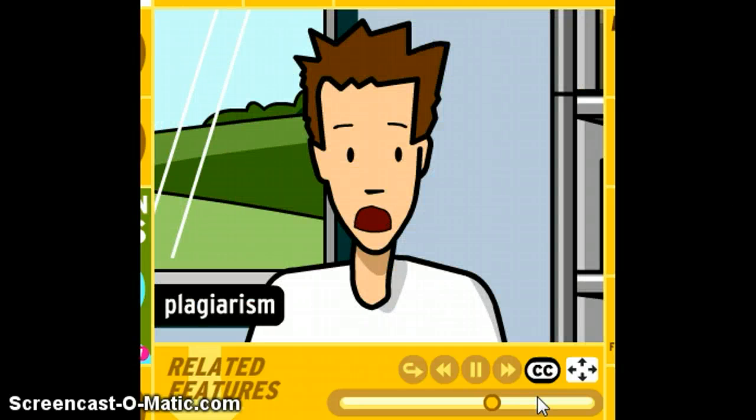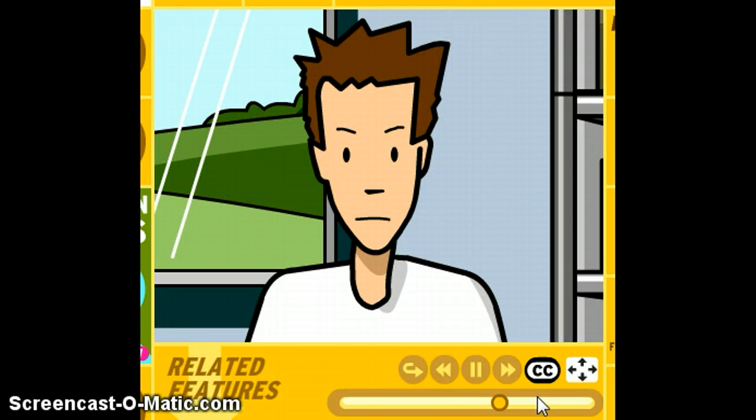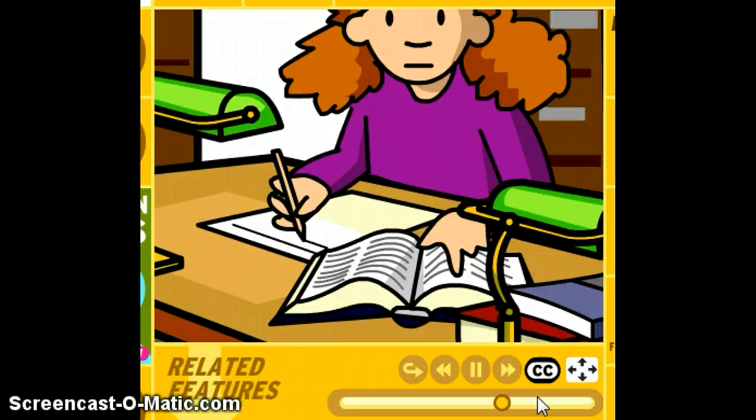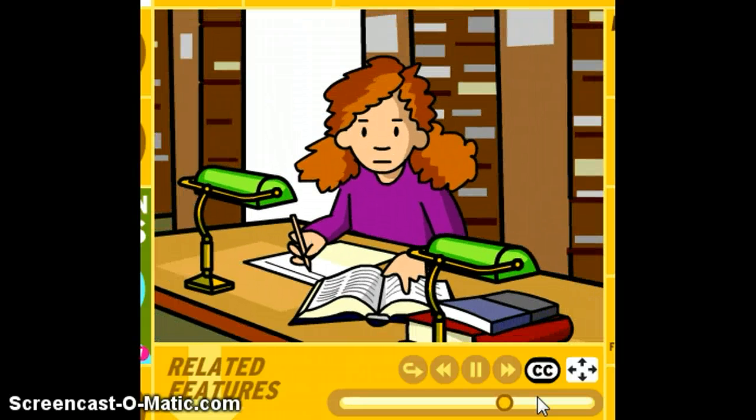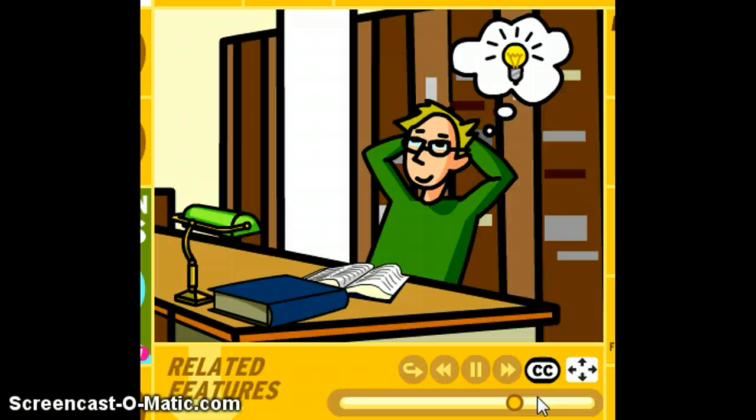Well, plagiarism is when you copy someone else's work and pass it off as your own. Yeah, it's bad. Sometimes it's hard, though, to understand the difference between plagiarizing and paraphrasing. Plagiarizing is not just when someone copies a passage word for word in a report or essay. It's also taking someone else's ideas.